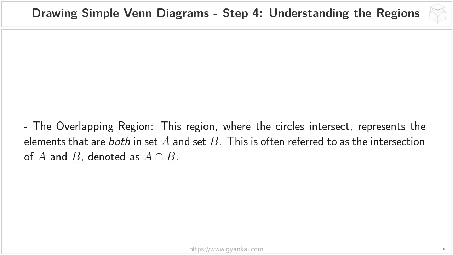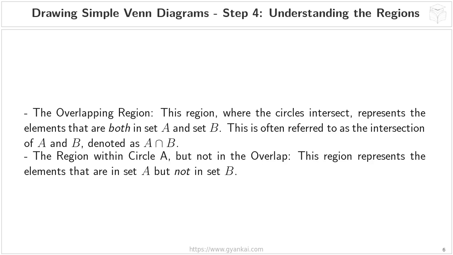In mathematical terms, we call this the intersection of A and B. We write this as A intersection B, and it's often written with a special symbol, A with a curved line resembling an upside-down U connecting it to B. Next, consider the part of circle A that doesn't overlap with circle B. This section represents all the elements that are in set A, but not in set B, so these are things that belong to group A, but not to group B.